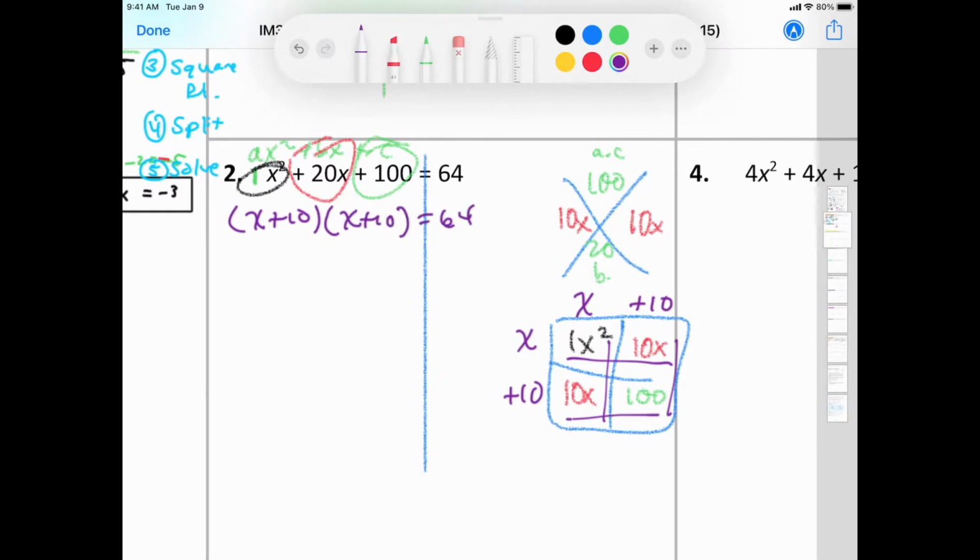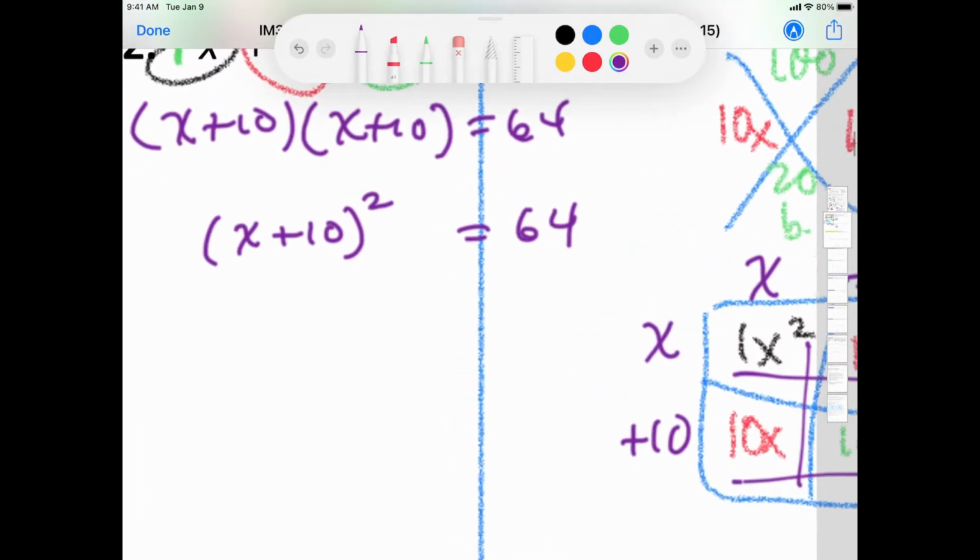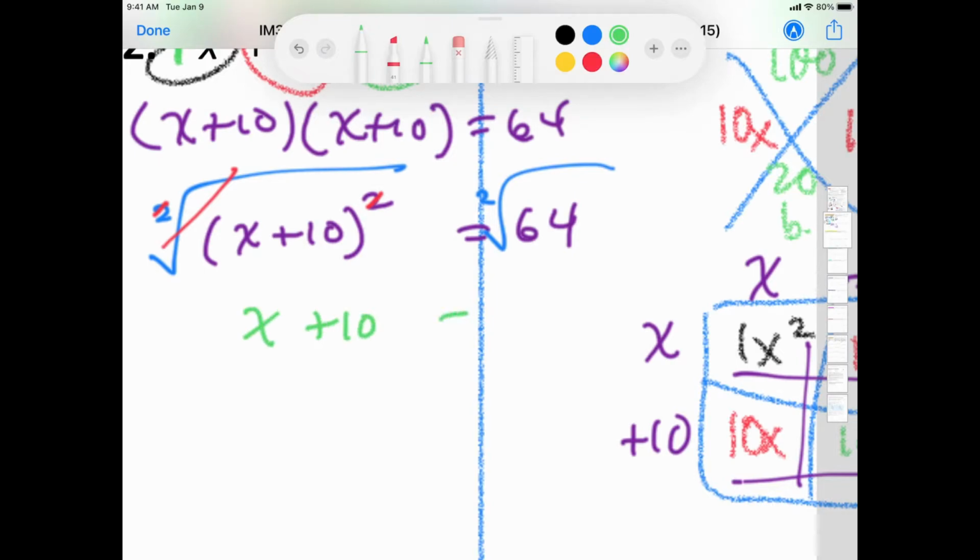Equals 64, or we can write this as a perfect square trinomial, which basically means we have 2 of those. Okay, it is now isolated, so now you can do the square root property. The 2 and the radical are gone, and you're going to be left with x plus 10. Don't forget the plus or minus. The square root of 64 is 8. Two identical numbers that multiply to 64 are 8 and 8.